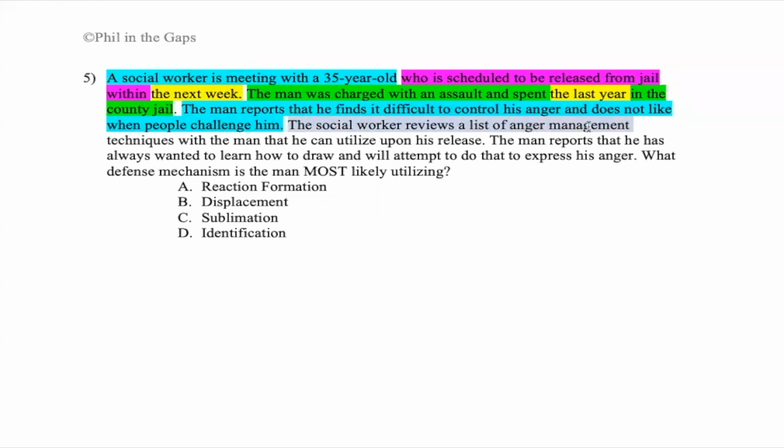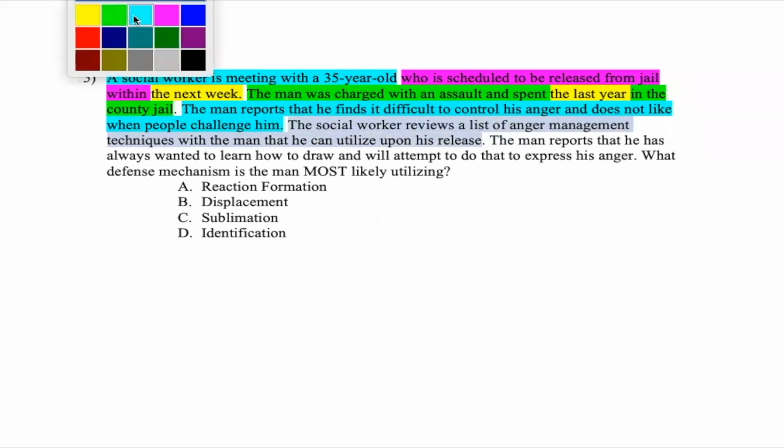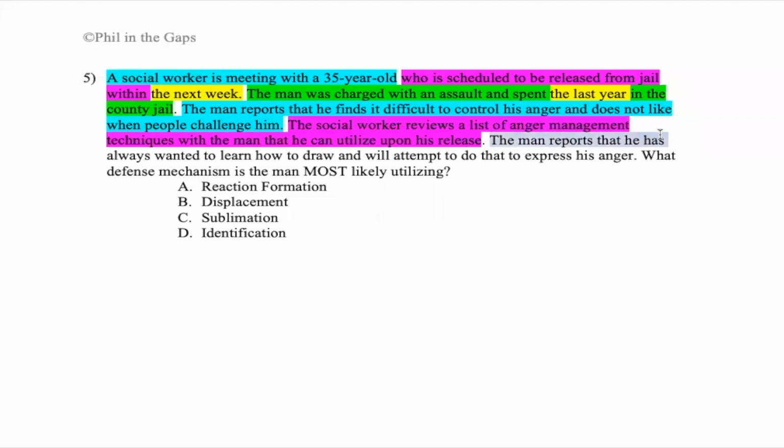The social worker reviews a list of anger management techniques with the man that he can utilize upon his release. The man reports that he has always wanted to learn how to draw and will attempt to do that to express his anger. What defense mechanism is the man most likely utilizing? Let's break down each defense mechanism and compare back to the question to see what we're looking at in particular.